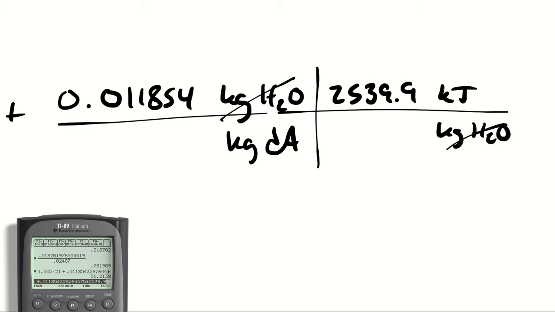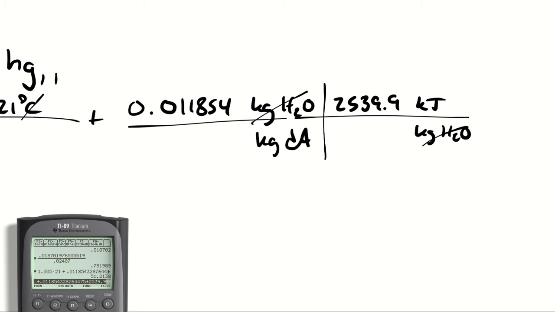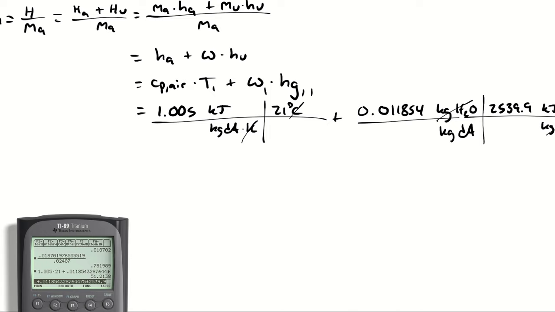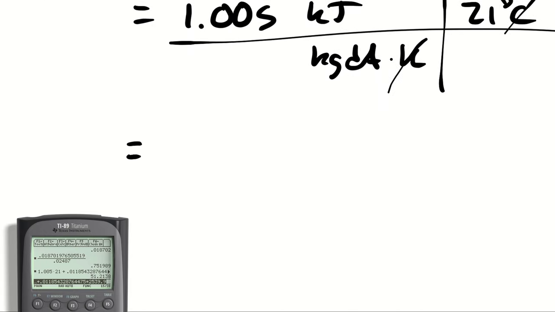Then just to make a little bit more sense of the units, let's write that out. Because the specific enthalpy of the water vapor is expressed per unit mass of the water vapor itself, the kilograms of water cancel in the omega, and I'm left with kilojoules per kilogram of dry air, which added to kilojoules per kilogram of dry air yields an answer in kilojoules per kilogram of dry air.